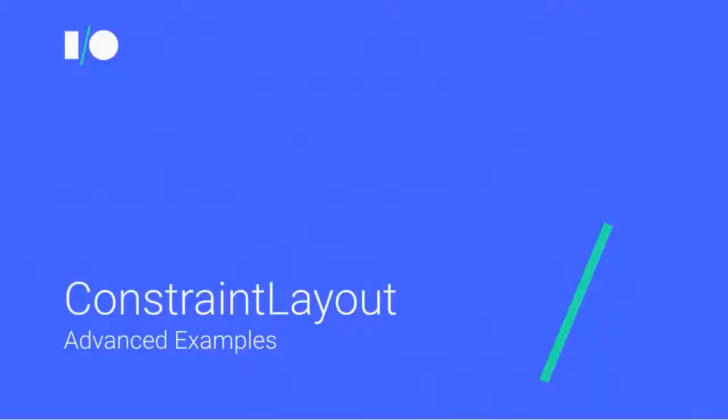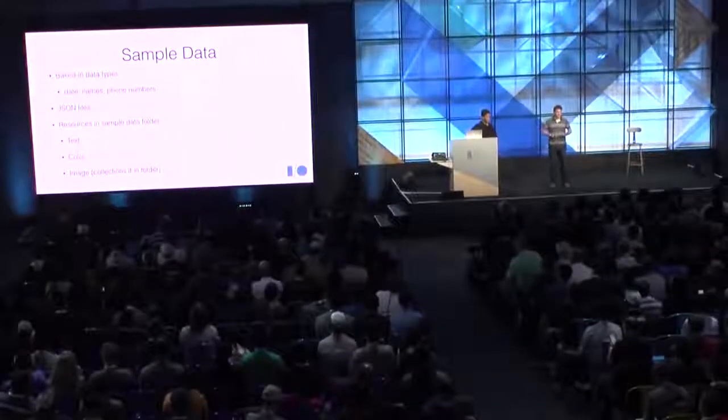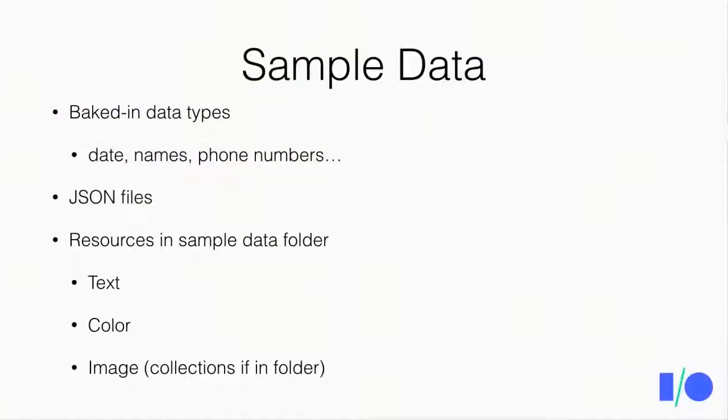So we got baked-in data types. Oh, sorry. Clicker. Baked-in data types. The JSON files, as I said, if you want to have more structure. And if you have any resources in that sample folder, you can reference them, and we'll pick them. So if you want a collection of images, for instance, you put them into a folder, and you reference that folder. We'll pick the next one.